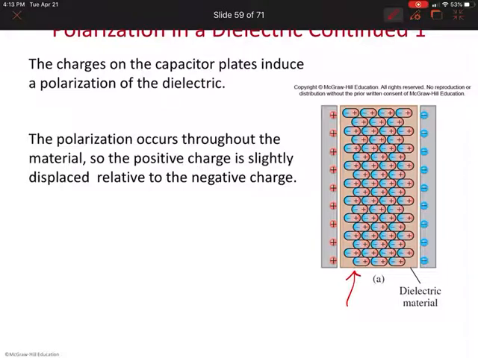So this is showing you the dielectric material, which is an insulator. But even so, you can see that the positive charges on each little atom are facing towards the negative, and the same for the electrons. They're facing the positive charge.